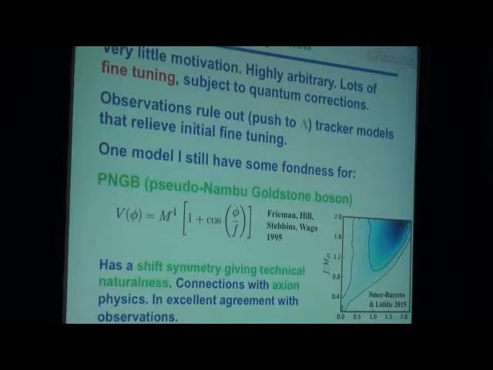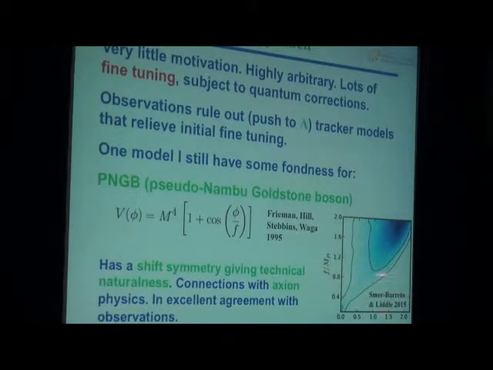There's one model that I do still have some fondness for, called the PNGB model, Pseudo-Nambu-Goldstone boson model, because it does have some theoretical justification behind it and some theoretical symmetries behind it, in particular the shift symmetry, which gets rid of some of the quantum corrections and so forth. So it looks like a cosine potential here. And again, this was developed very, very early on, so more than 20 years ago now. But it's already been constrained fairly well.